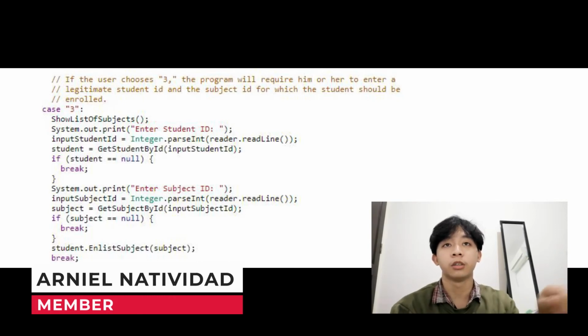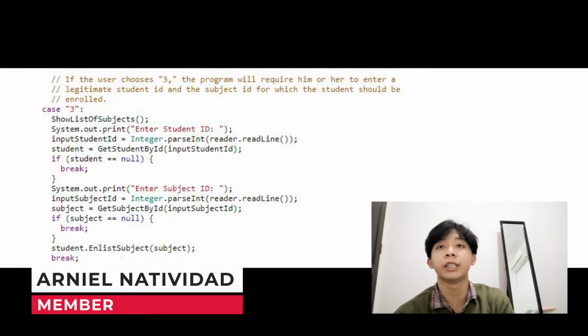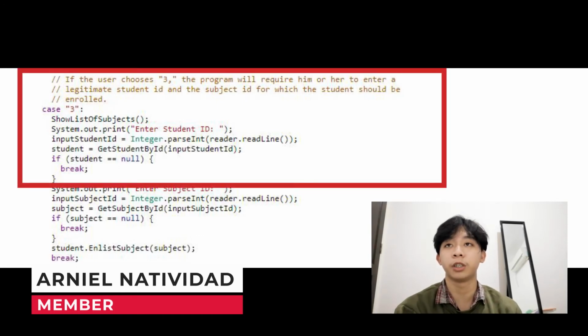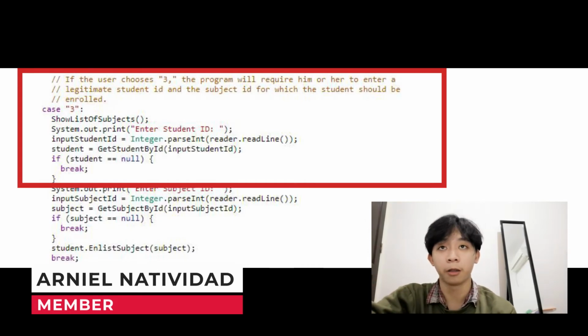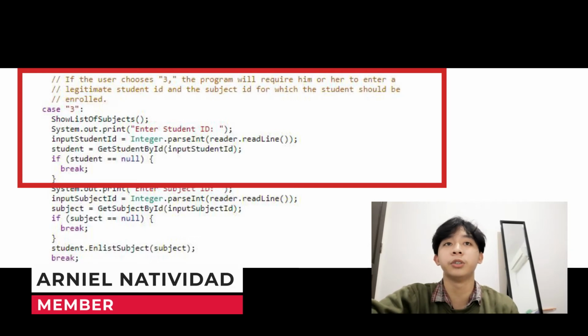Now, the user should input number 3 in order to enlist a subject to a student. After that, the available list of subjects will display and the user should enter an existing student by ID. And you need to choose in the list and enter. And there is an enlist subject method that accepts a subject type of data as parameter. Then it will add the subject to the list of subjects of the selected student.